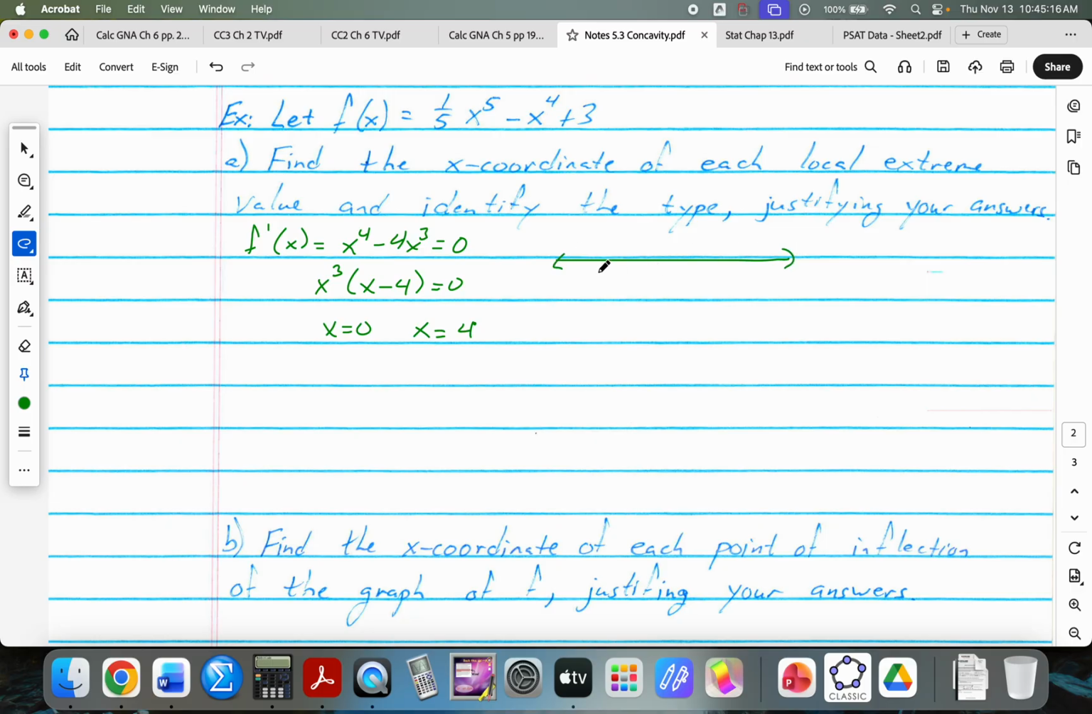So a number line can be helpful. Again, it is not justification, but it helps you see what's going on. If I pick a number less than 0 and substitute it into the derivative, it's always easier to substitute into the factored form. So -1 cubed is -1, -1 minus 4 is -5. Negative times a negative is positive. So here f prime is greater than 0, which tells you what about f? It's increasing. Yeah, f is increasing.